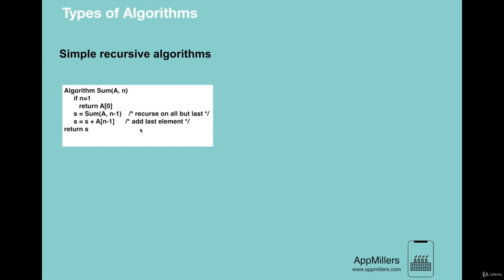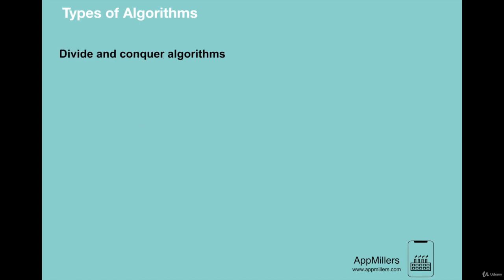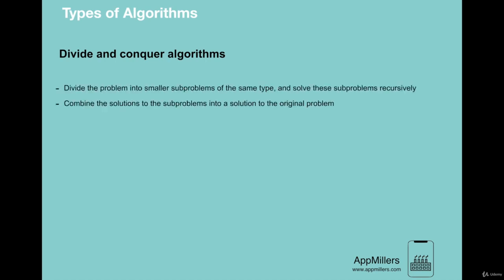The next type of algorithm is divide and conquer algorithms. This type of algorithm consists of two parts. First, they divide the problem into smaller subproblems of the same type and solve these subproblems recursively. And the second part is we combine the solutions to the subproblems into a solution to the original problem. Traditionally, an algorithm is called divide and conquer if it contains at least two recursive calls. Quicksort and merge sort algorithms can be examples of divide and conquer algorithms.